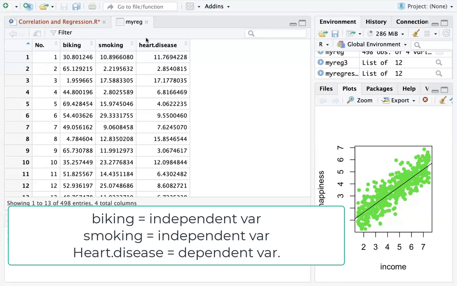And heart disease depends on biking or smoking, which means, for instance, our common knowledge tells us that if someone is doing biking, they would be healthy, so their heart disease would be less. So heart disease depends upon biking. Therefore, heart disease is a dependent variable because it depends upon biking, and biking is an independent variable. Similarly, smoking is an independent variable. And our common knowledge tells us that heart disease depends upon smoking.